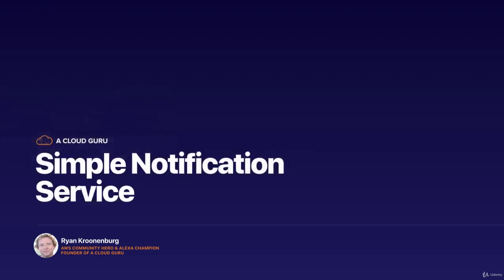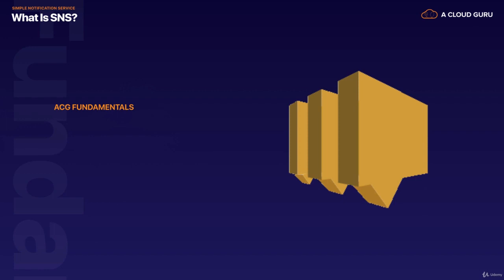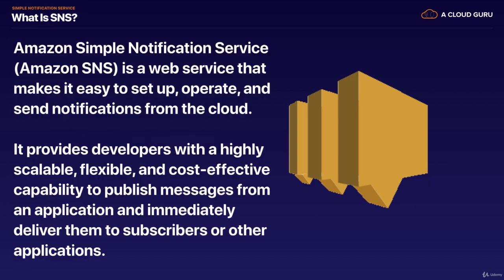In this lecture, we're going to look at Simple Notification Service or SNS. So what is SNS? I'm sure most of you know what it is by now. We did look at it when we set up a billing alert for our AWS environment. But basically, SNS is Simple Notification Service, and it's a web service that makes it easy to set up, operate, and send notifications from the cloud.